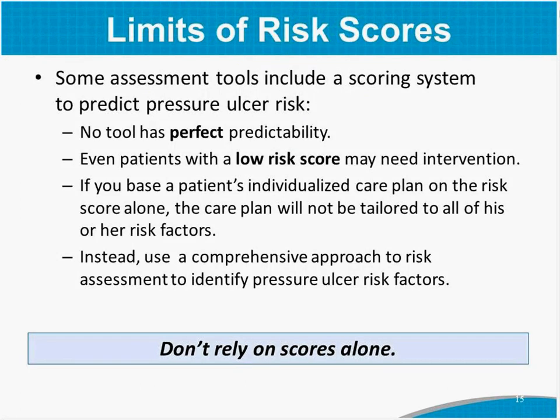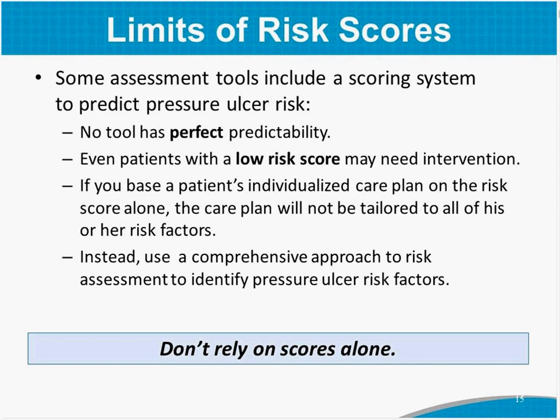Risk assessment scores are not perfect. There are some limitations to the tools. No tool has perfect predictability, which means that there will be some patients at risk for developing a pressure ulcer that may not be identified by the tool. Even with a low subscale score, but a total Braden higher than 18, we need intervention, especially in that particular subscale.